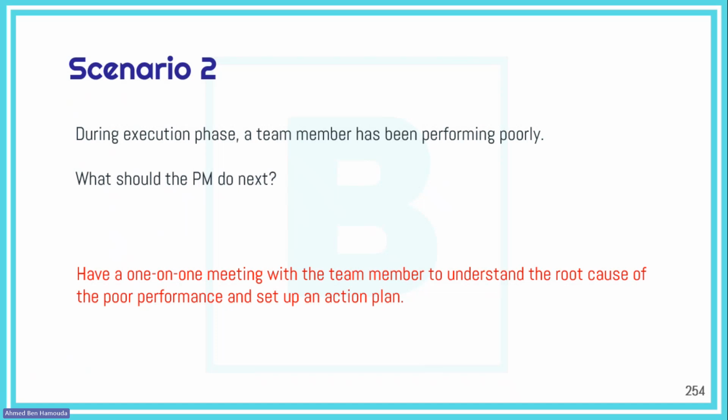First of all, you need to understand the root cause of their poor performance. Why are they performing poorly? Is it happening since the beginning of the project, or did it just suddenly happen? If it's sudden, that means something happened to that team member, maybe something personal, or within their family. So you need to check on them, and then you set up an action plan with them. Maybe they need some coaching, some mentoring, some help, etc. So you try to understand the root cause of their poor performance.